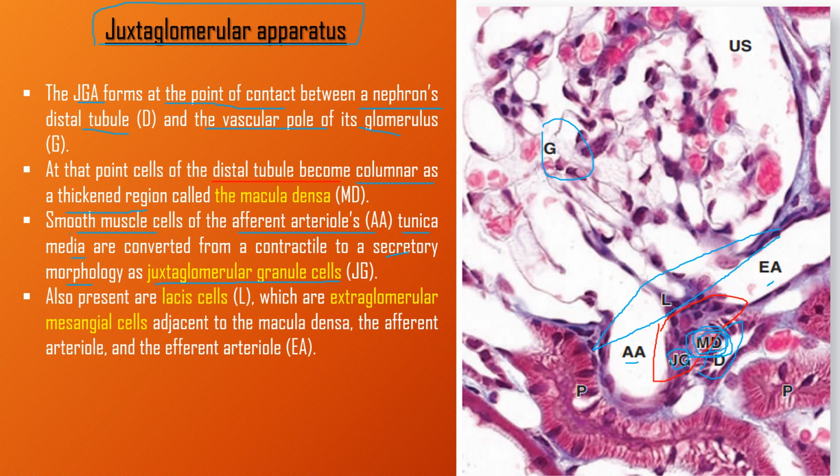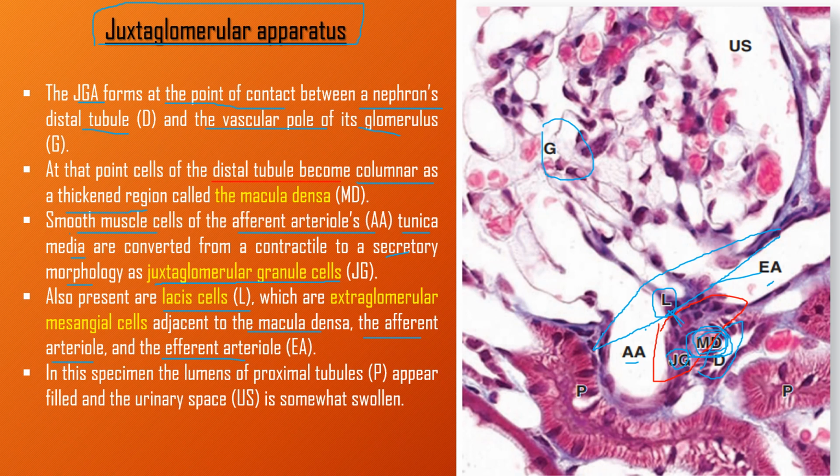Also present are lacis cells, which are extraglomerular mesangial cells adjacent to the macula densa. As you can see, they are adjacent to the macula densa, and adjacent to the afferent arteriole and efferent arteriole.